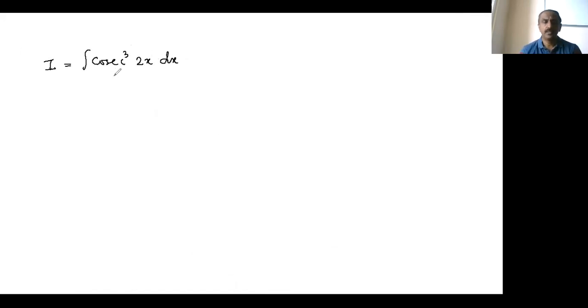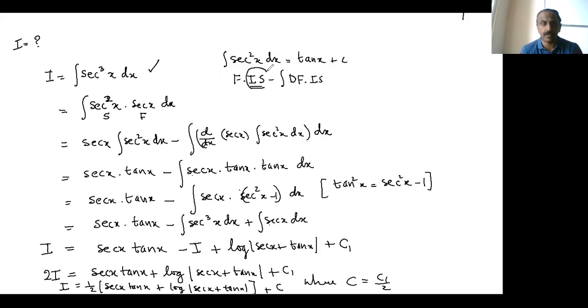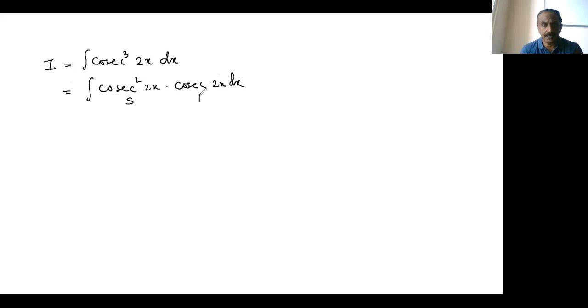Cosec cube 2x. So the method remains the same. Only thing, I put a coefficient for x so that you understand that the same idea is applied here. It is going to be split as cosec square 2x into cosec 2x. Out of these 2, cosec square can be easily integrated, and that should be the second function, because always the second function should be integrable. So I take this as the second function and this as the first function.